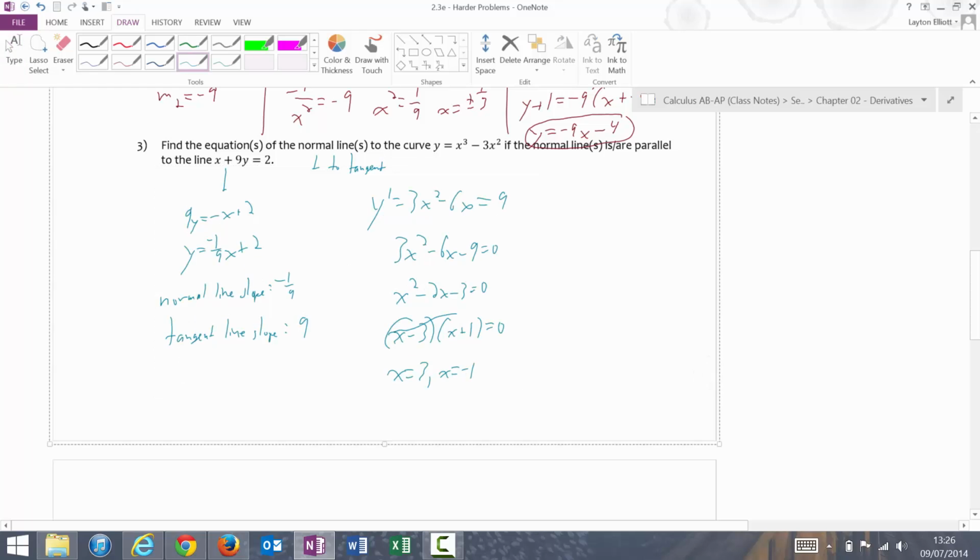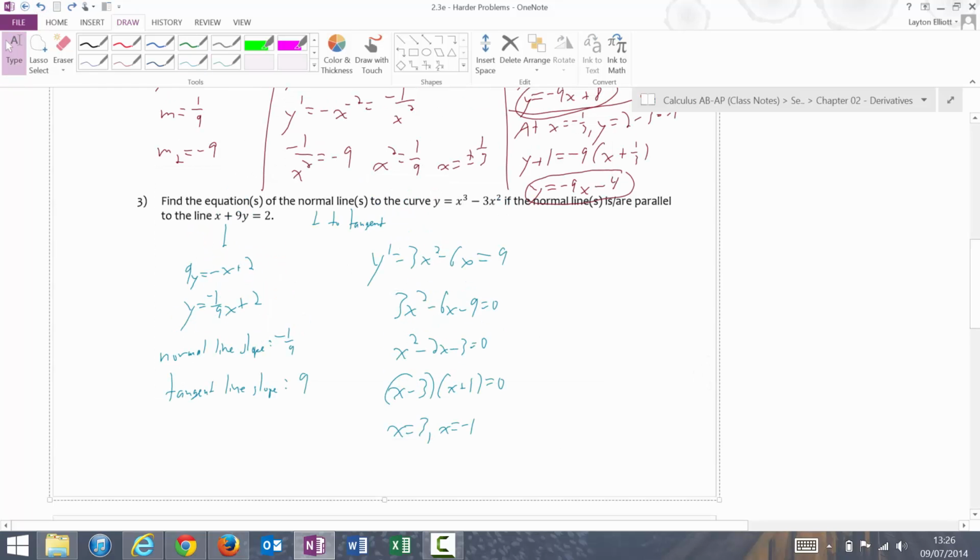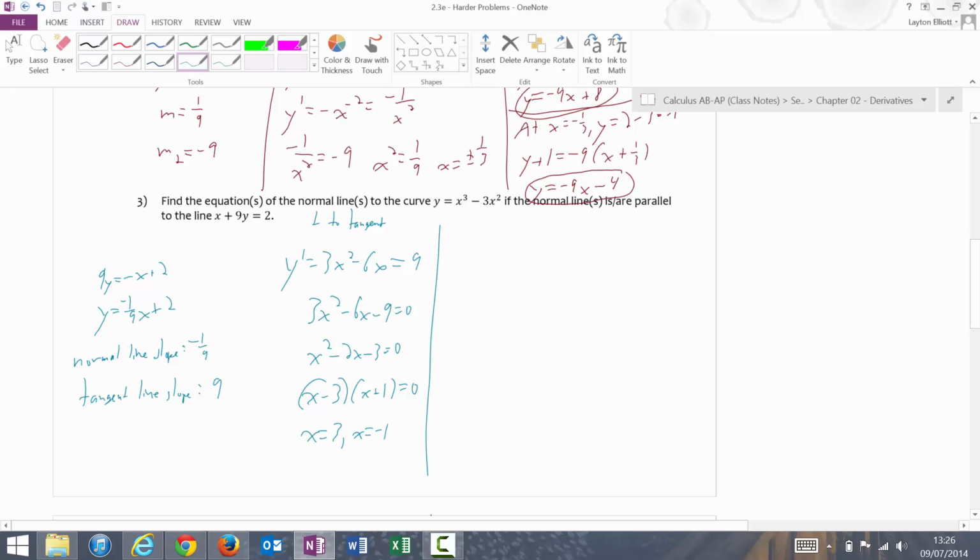Giving myself some more space here. We have these two possibilities again. At x equals 3, y is equal to 27 minus 27, so that'd be 0. Just plugging it back into the original curve. And the slope, we want the normal line slope of negative 1/9, so we get y minus 0 is equal to negative 1/9 times x minus 3, or y equals negative 1/9 x plus 1/3.